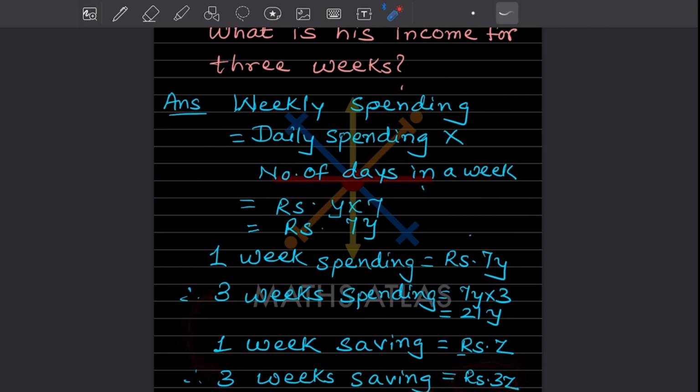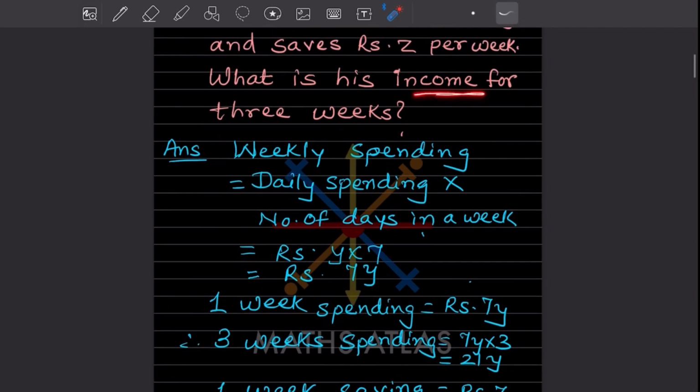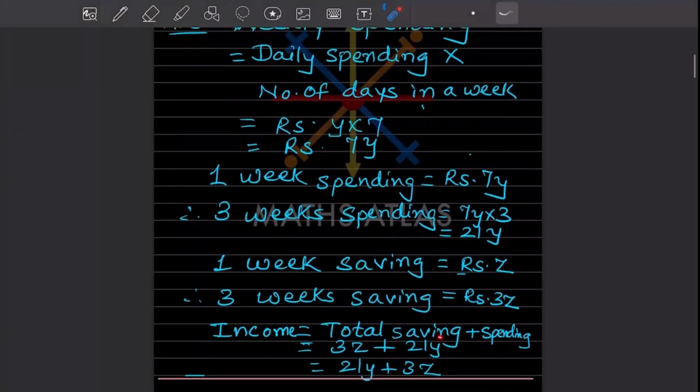Okay. So once we know the spending and we know the saving, now we will find out the income. Income is very easy. What is his income for 3 weeks? Income is nothing but total saving plus spending. So how much did they save? 3Z. And spending, how much did they spend? That is for 3 weeks, right? So that is 21Y. This is Z and this is Y. So what did I do? I wrote Y here because alphabetically Y comes first, right? So Y and this is Z. Even if you write it the other way it is not wrong, but just make it a habit of writing alphabetically. Okay. So this is the answer for that.